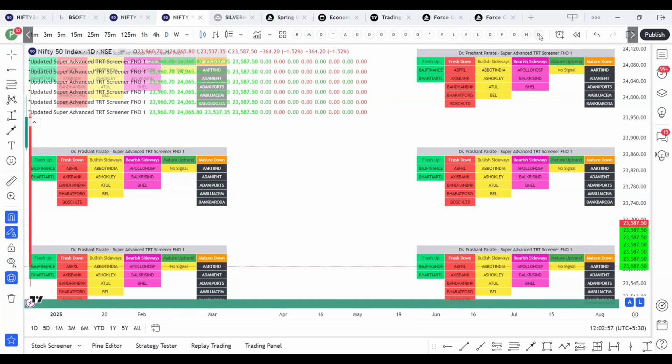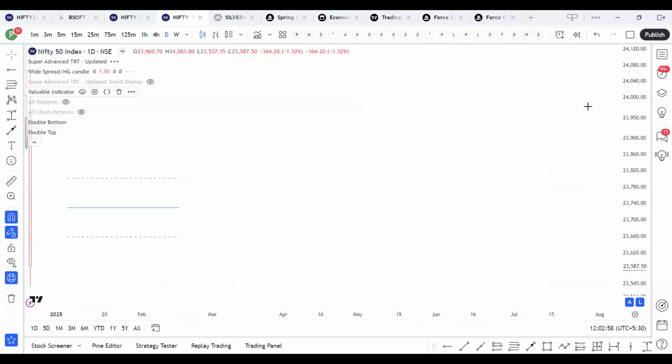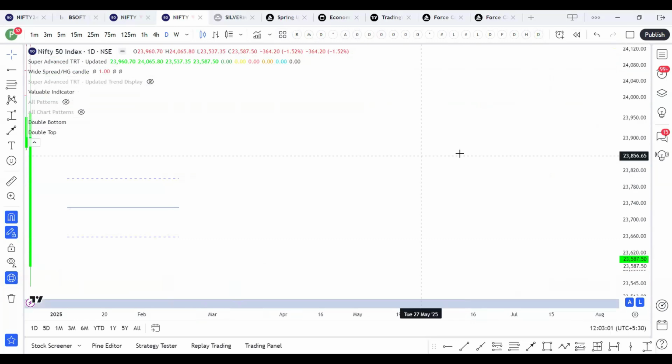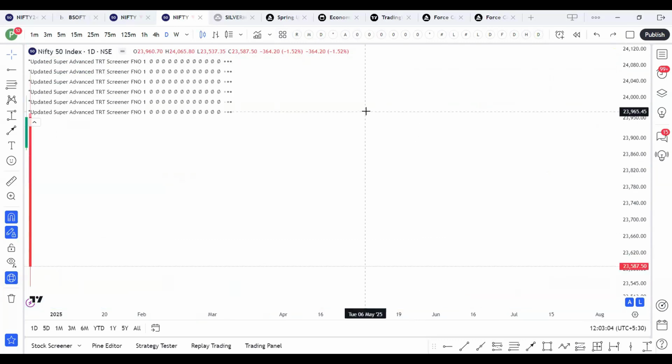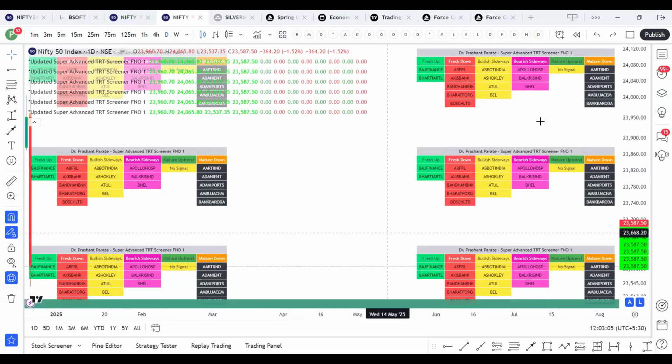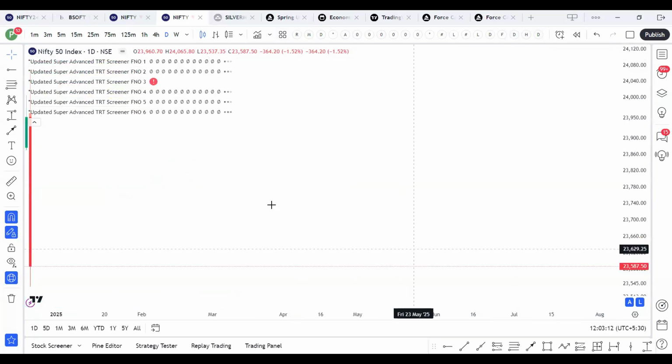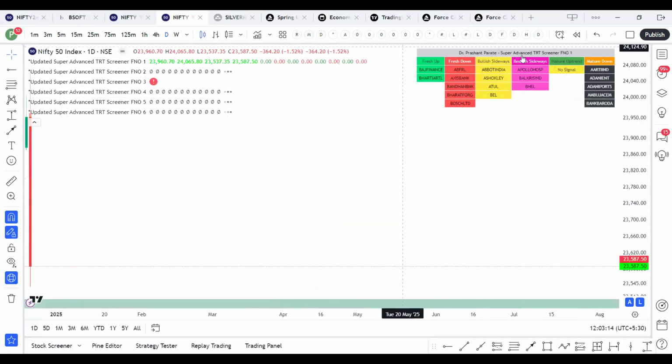See this, I am opening the previous template, and the previous template is opening. Now if I press Ctrl Z, back to this. If I open this, it is another template. See, all the indicators have appeared.